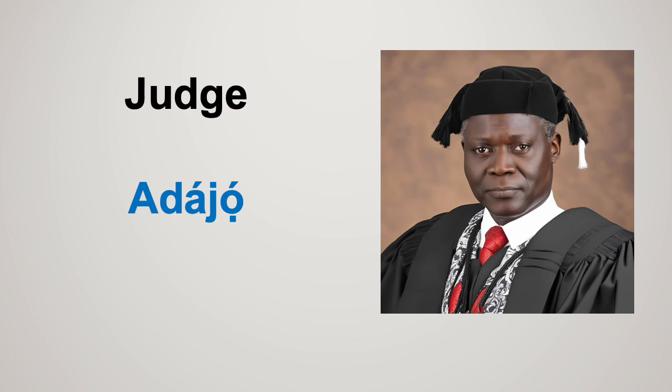Judge. Adájọ́. This literally means the person that gives a verdict on a case. Someone that gives a final say on a case is referred to as the adájọ́. So adájọ́ is from a, da, jo. A is a person, da is to weigh, you know, to weigh, to consider, to analyze and give a verdict. Ejo is like the case in question.